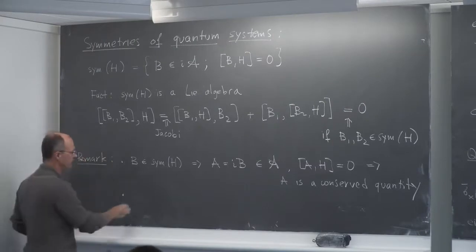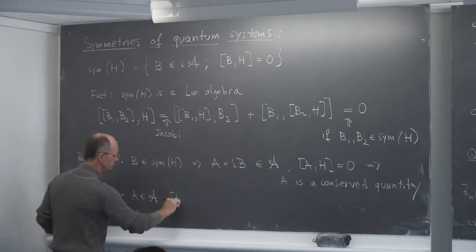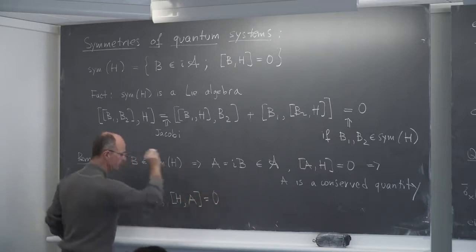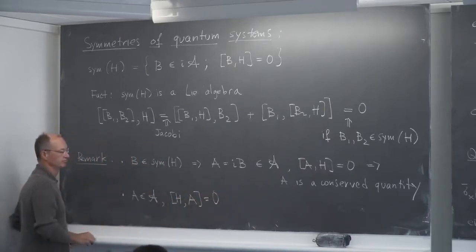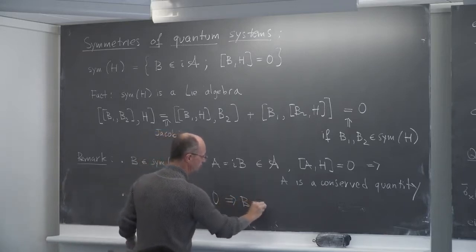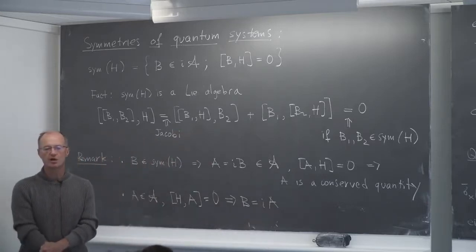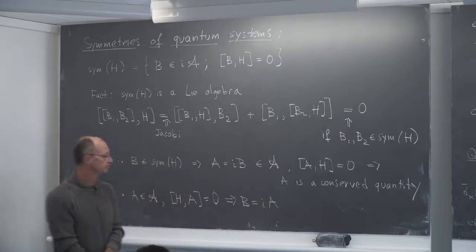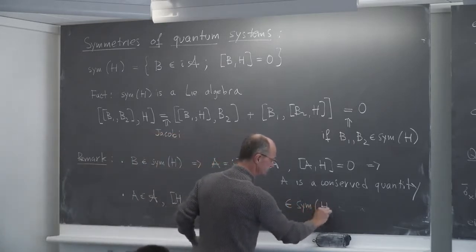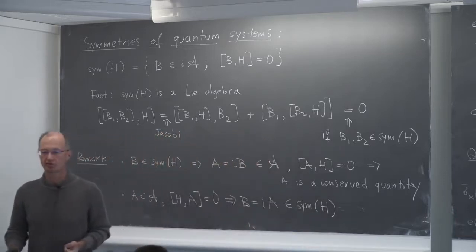Of course, the other way around. Suppose that A is an observable and is a conserved quantity. Then you can take B just by multiplying by I or minus I, whatever you want. And this will be an element of symmetries of H.